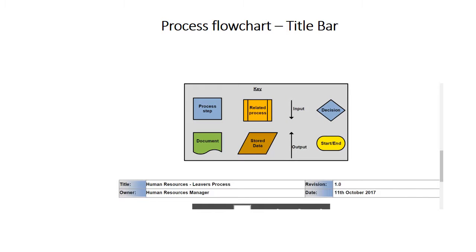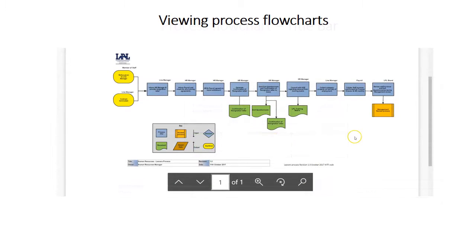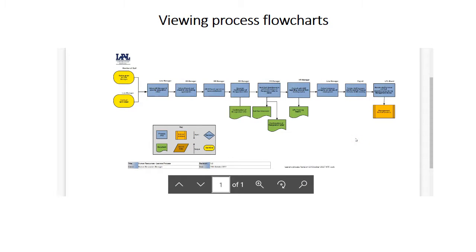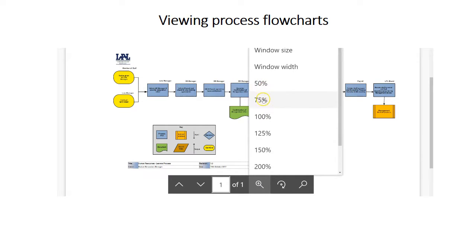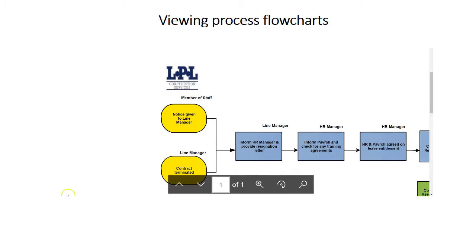The title bar of each process flowchart details the discipline, its revision status, the owner of the process, and its date of issue. The easiest way to change how you are viewing a process flowchart is to use the viewing toolbar, which you can find at the bottom of the page.